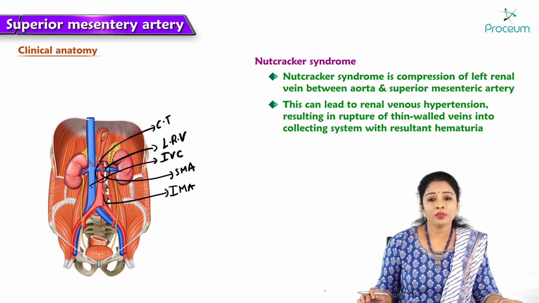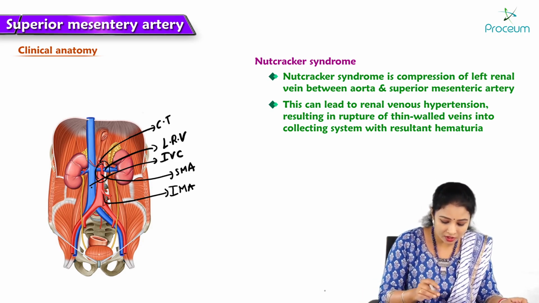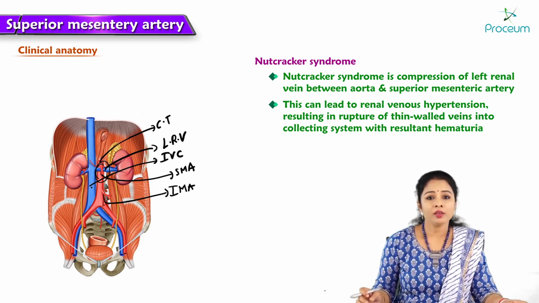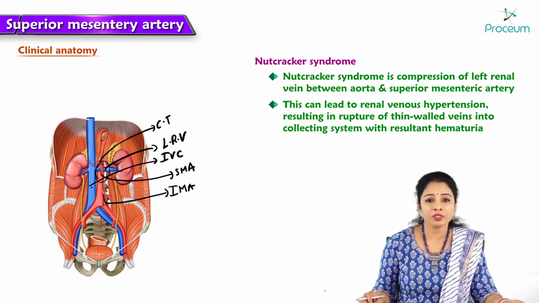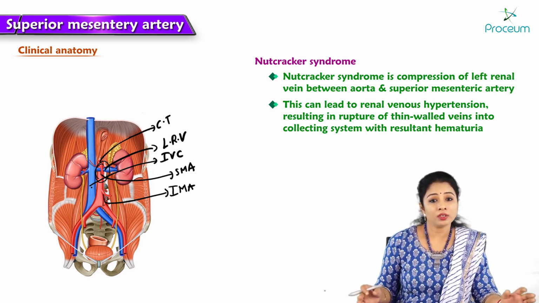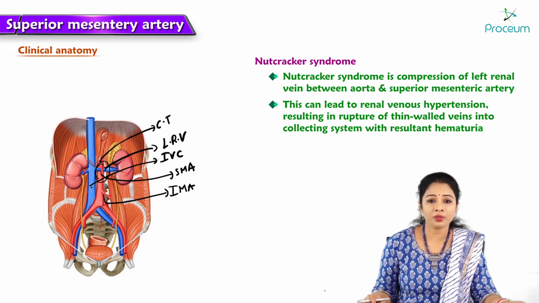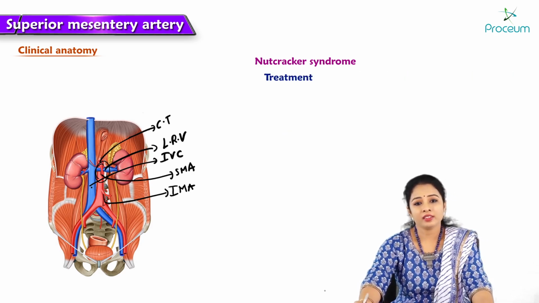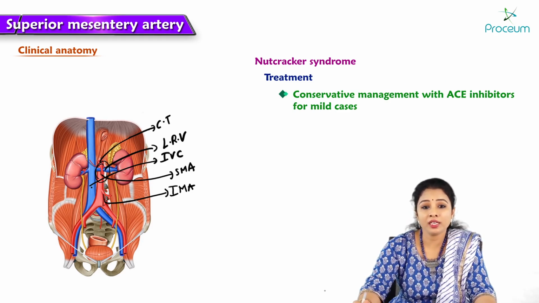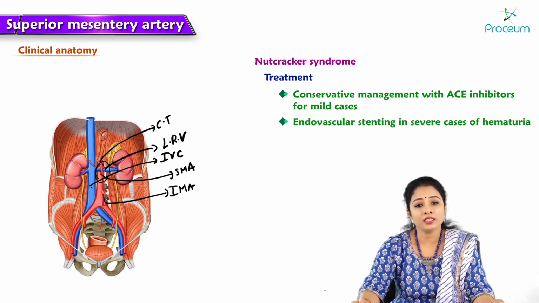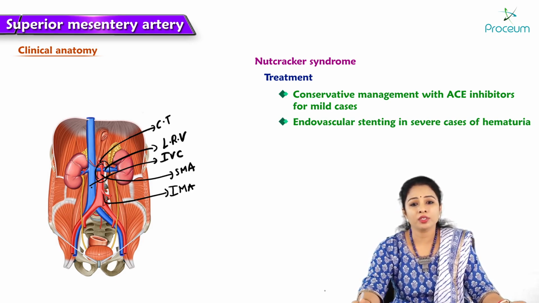This can lead to renal venous hypertension, resulting in the rupture of thin-walled veins into a collecting system with resultant hematuria. So we can see the dilatation of the distal part of the vein causing venous hypertension. Further, if it is neglected, it may lead to rupture of thin-walled veins leading to hematuria, that is the blood in the urine. So, treatment for this nutcracker syndrome: conservative treatment with ACE inhibitors for mild cases and endovascular stenting in severe cases of hematuria.